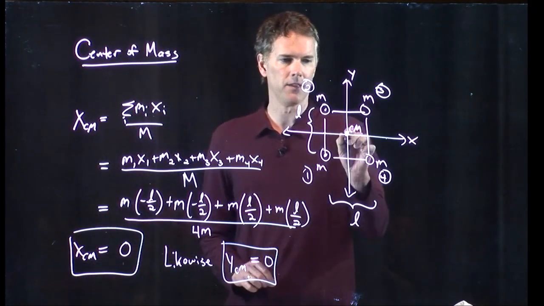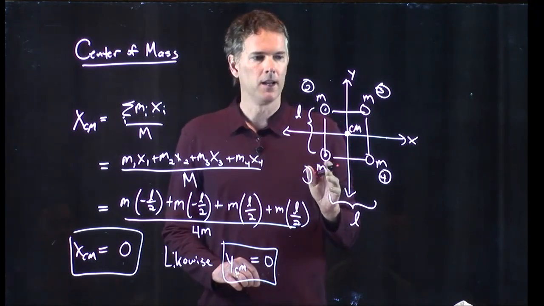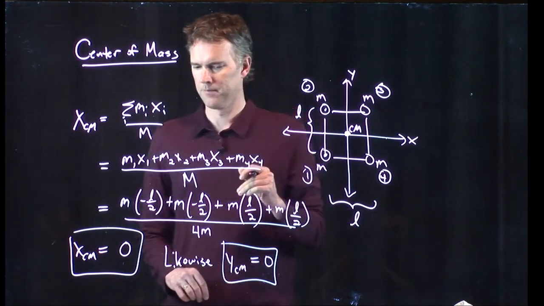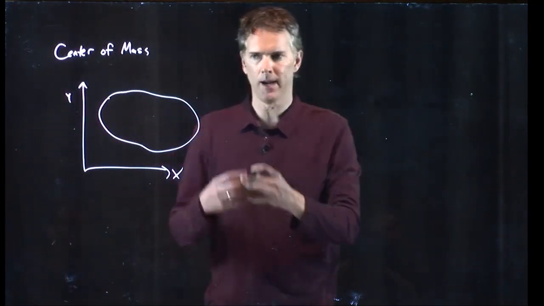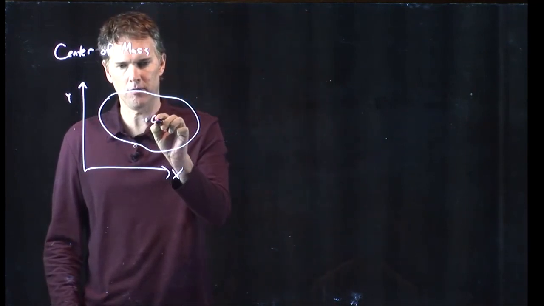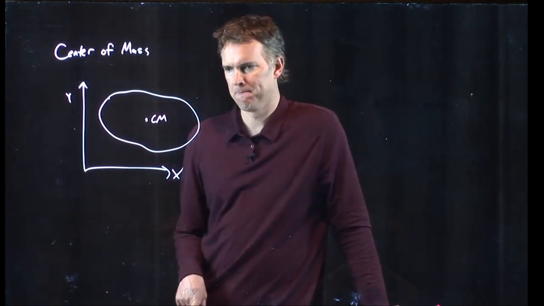Okay, so we were right. The center of mass is right in the middle of the system, and it is centered on our coordinate system that we drew. So back to our complicated blob, we have a rock, something like that. And we need to figure out how to find the center of mass of that rock. Okay, how do you do it?